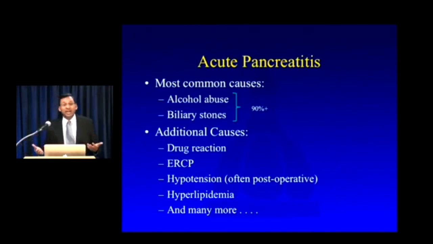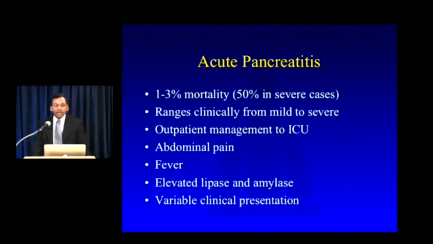So drug reactions, ERCP, hypotension, hyperlipidemia, hereditary pancreatitis, the list goes on and will really depend exactly on where you practice. Now, it is worth noting that acute pancreatitis is, for the most part, very well tolerated. The vast majority of patients are in the hospital just a few days. They're going to be treated conservatively. They're made NPO. They don't have any major complications. And most people are going to go home after a couple of days without any major sequelae.